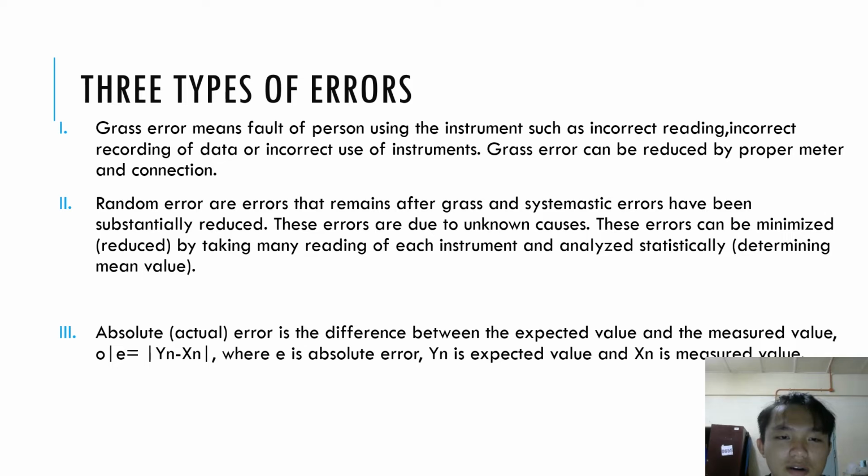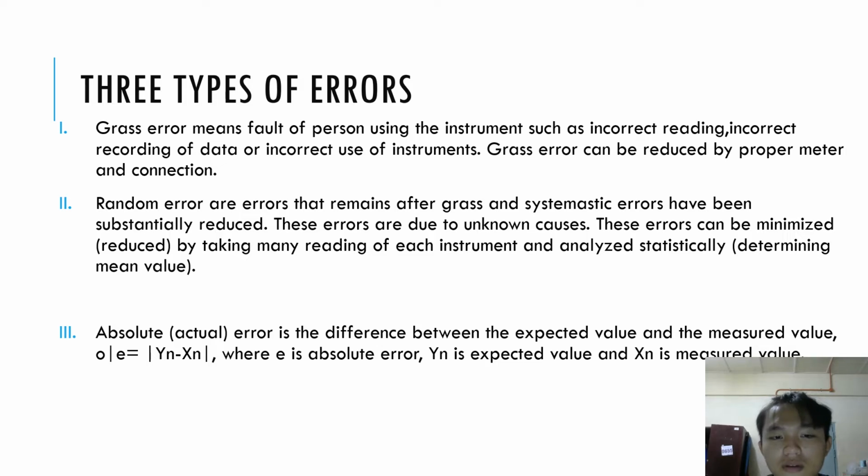Number two, random errors are errors that remain after gross and systematic errors have been substantially reduced. These errors are due to unknown causes. These errors can be minimized by taking many readings of each instrument and analyzing statistically, determining the mean value.